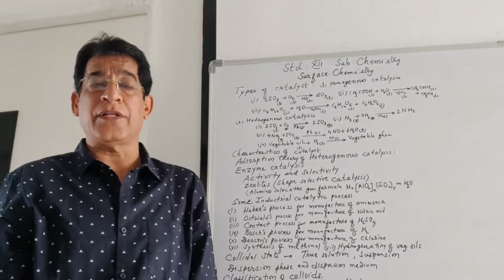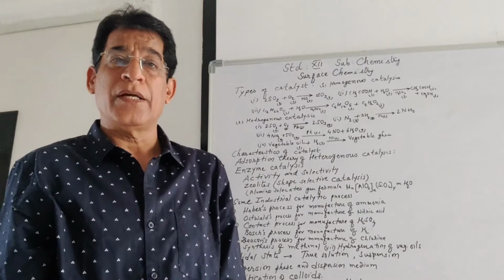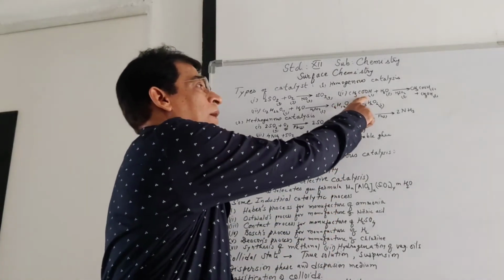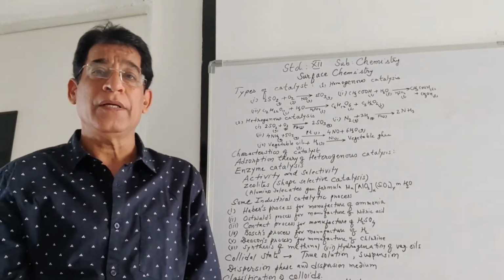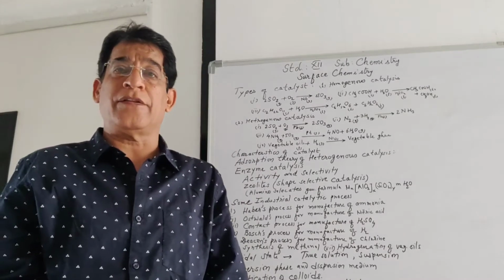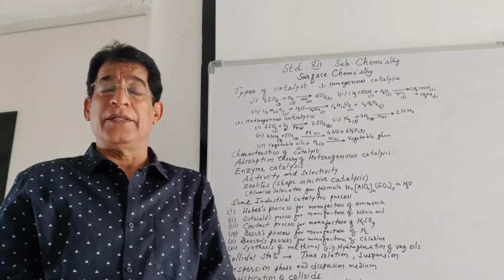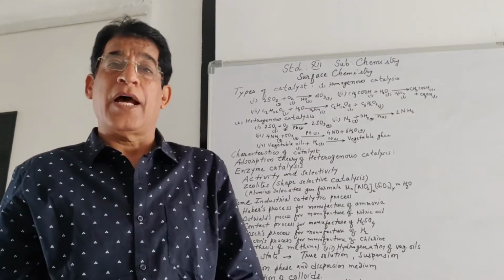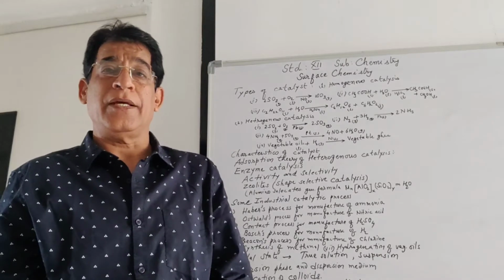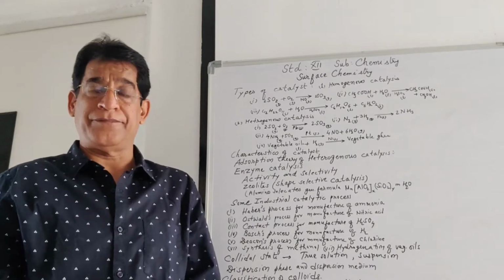Now, second reaction of homogeneous catalysis: hydrolysis of methyl acetate is catalyzed by H+ ions furnished by hydrochloric acid. Third reaction, hydrolysis of sugar is catalyzed by H+ ions furnished by sulfuric acid.